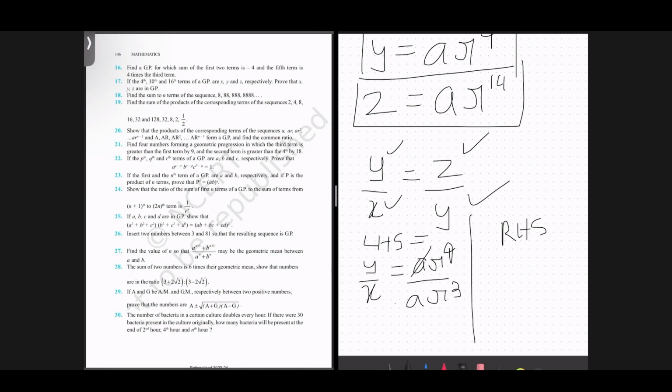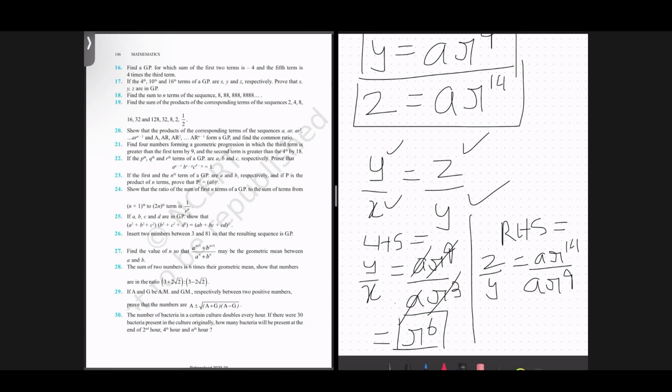Seeing this, we can cancel a and a out. This gets cancelled, and the numerator gets reduced to r raised to the power 6. That is what we get when we divide y by x, we get r raised to the power 6. Similarly, on the RHS, we have z upon y. Z has been said to us is a r raised to the power 14, and y has been given to us as a r raised to the power 9.